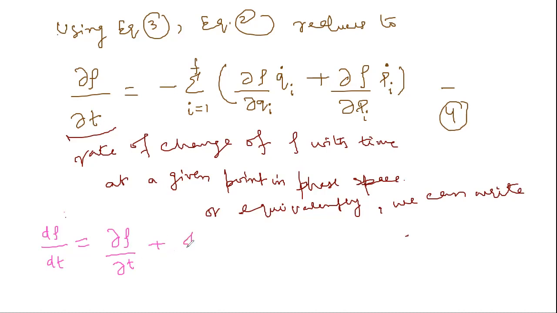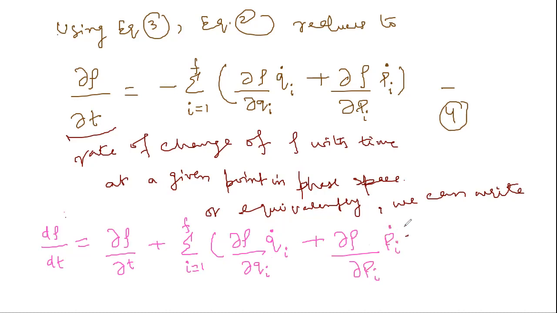Let me write, I will justify that. It is summation i equal to 1 to f, then I have dou rho by dou qi times qi dot plus dou rho by dou pi times pi dot. Right? Now think about it first. This is the variation of rho with time when point is fixed. This is the variation in rho when Q's and P's are changing in time. That means points are moving with time.